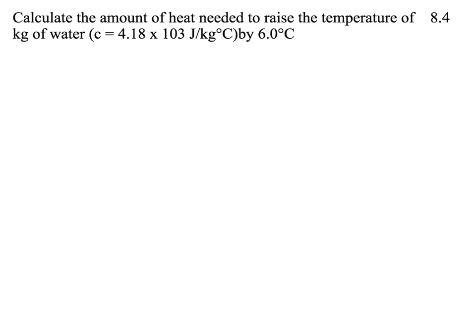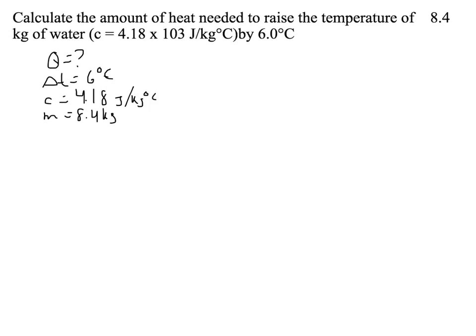Okay, this question asks for the amount of heat. So Q is our question. We know delta T is going to be 6 degrees Celsius. We know C is 4.18, and we know the mass is 8.4 kilogram. And that's joule per kilogram degrees Celsius. So now we just put in our equation.